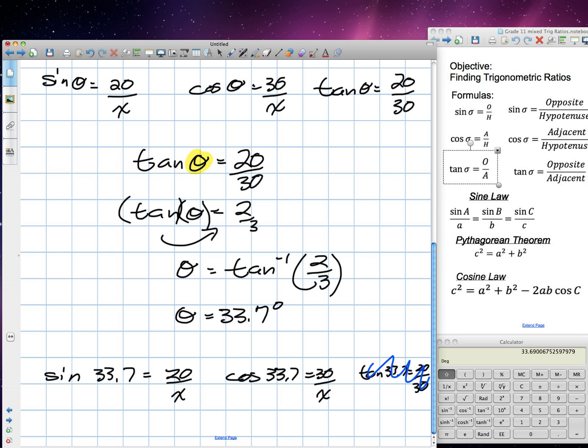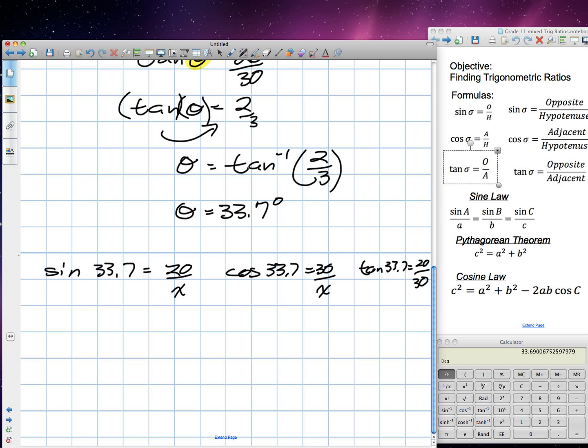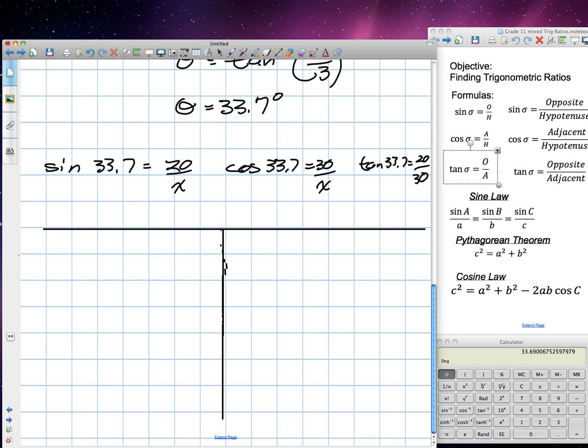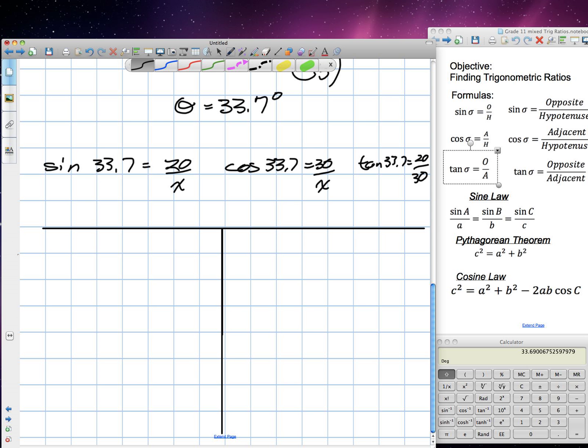Okay? So, let's split it. Wait, haven't you already found the... We haven't figured out how far he has to kick the ball. Well, you found the angle. Definitely found the angle. Okay? So, let's put these two in. Sine 33.7 equals 20 over x. Cos 33.7 equals 30 over x.